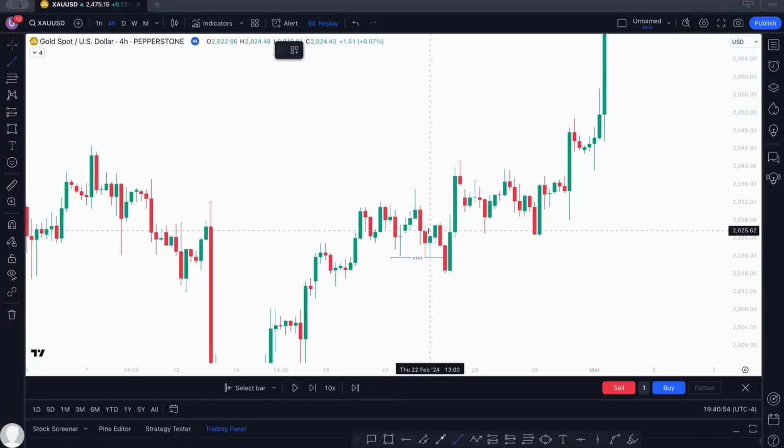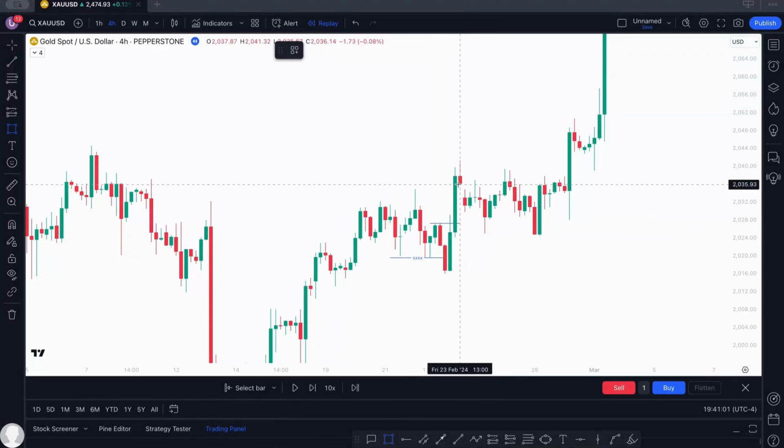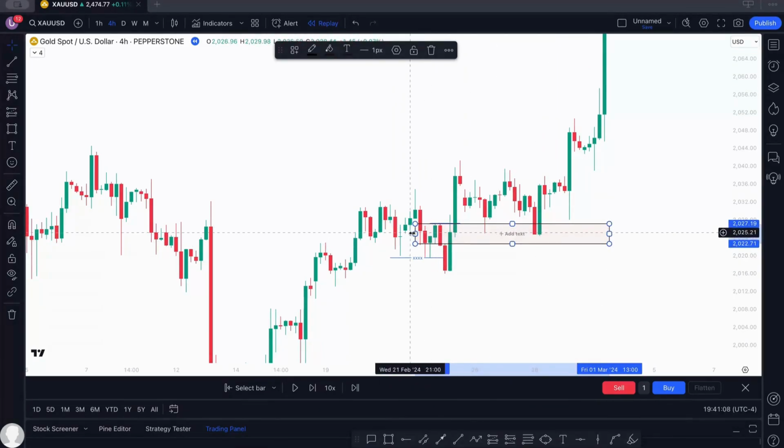But what happened? Market violated this high. Can you see? Market violated this high. And you will mark this other block, this particular other block. I'm going to give you a very strong point.